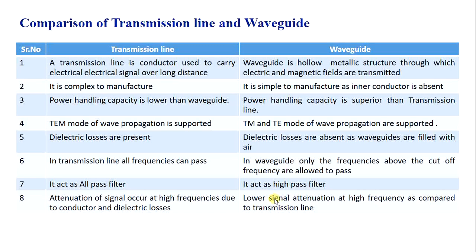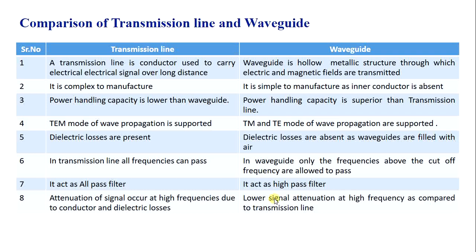Coming to the last point of this session, that is the comparison of transmission line and waveguide. As we have seen, a transmission line is a conductor that is used to carry an electrical signal over a long distance, while a waveguide is a hollow metallic structure through which the electric and magnetic fields are transmitted.